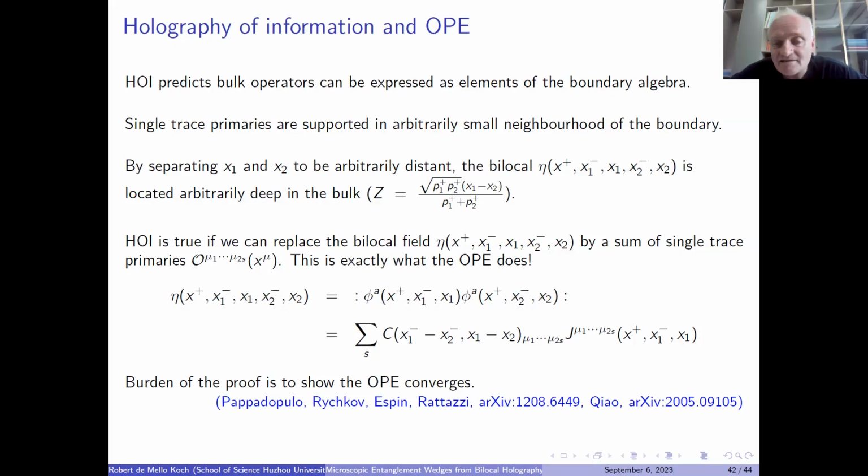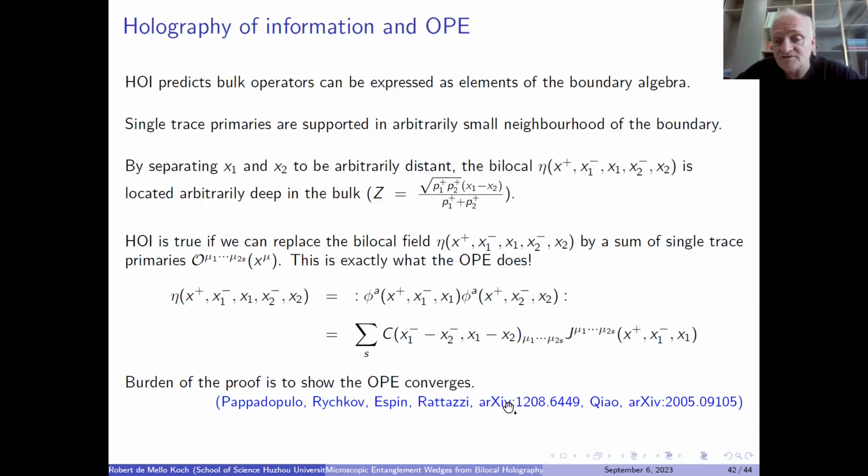This was studied in detail in a paper by Pappadopulo, Rychkov, Espin, and Rattazzi that's more than 10 years old. What they studied was just specific examples of the OPE, checking how fast it converges numerically. In all of the cases that they studied, it converges exponentially fast. The specific rate depends on whether you perform the OPE at the midpoint of the two operators or closer to one of the operators, but it's always exponentially fast.